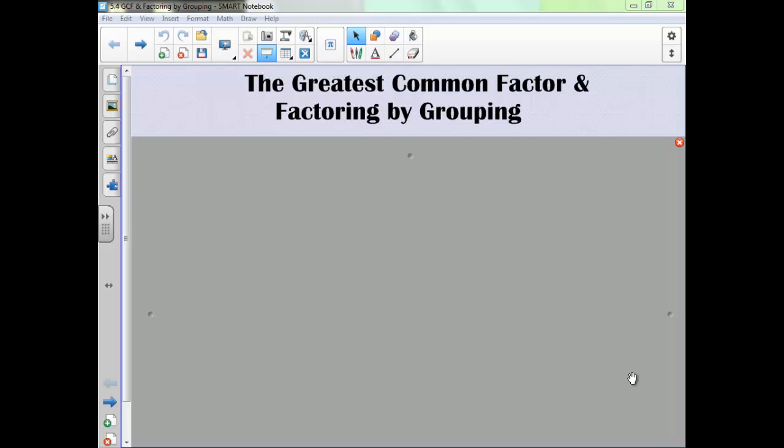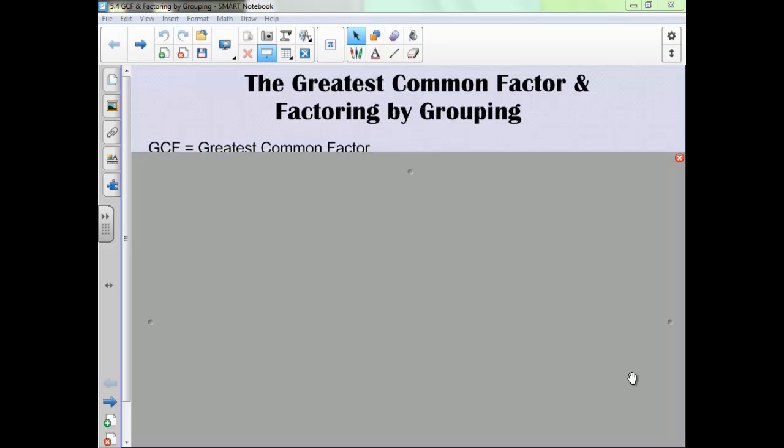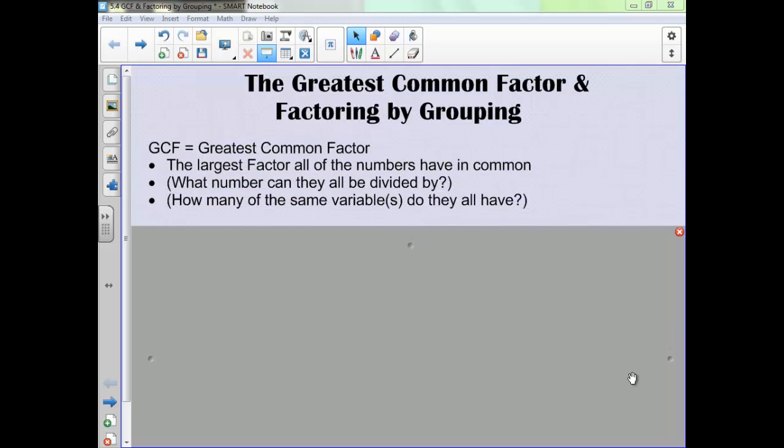Greatest common factor and factoring by grouping. So first off, when we talk about the greatest common factor, we commonly will use just GCF. What this means is it's the largest factor that all those numbers have in common. One way to think about it is, what number can all of these numbers be divided by evenly?